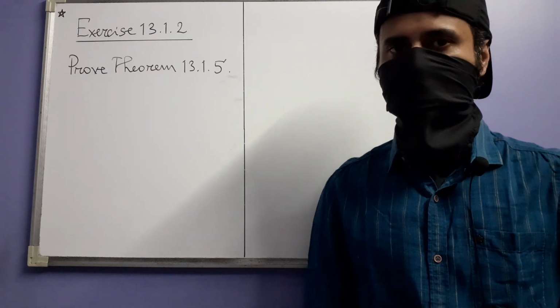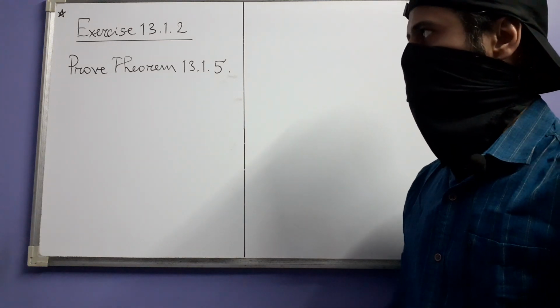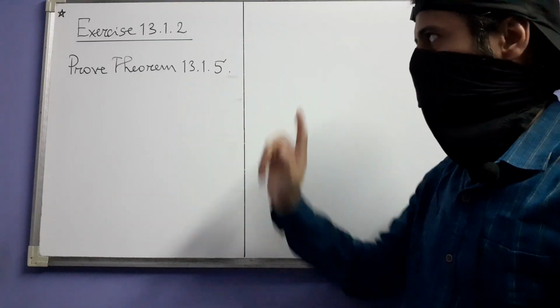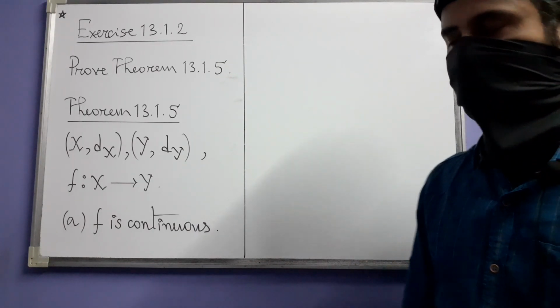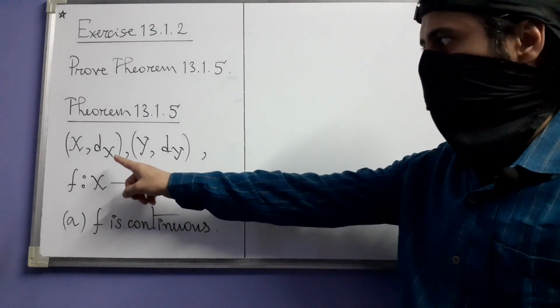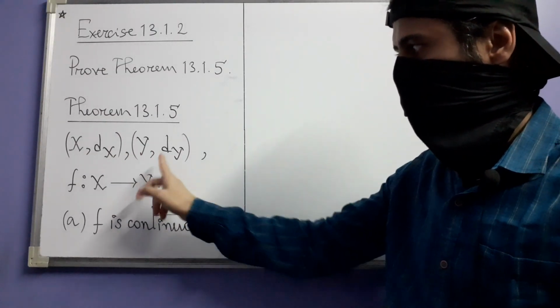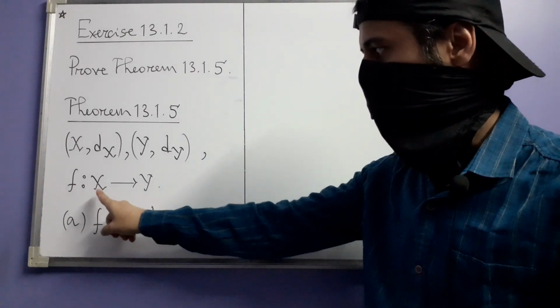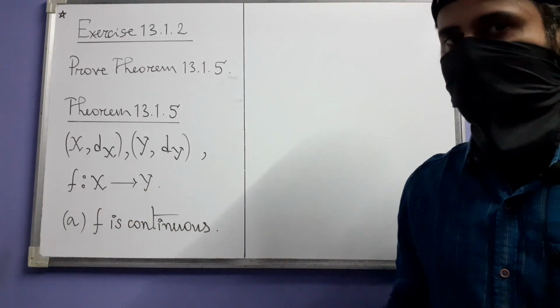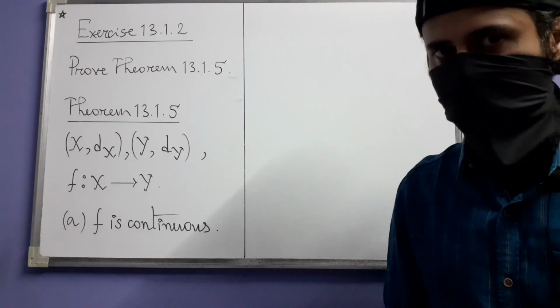Next, let's solve exercise 2, which asks us to prove theorem 13.1.5. So let's first recall the theorem briefly. We have two metric spaces X and Y with their respective metrics dX and dY, and there is a function f from X into Y. This is going to be just like the previous theorem.